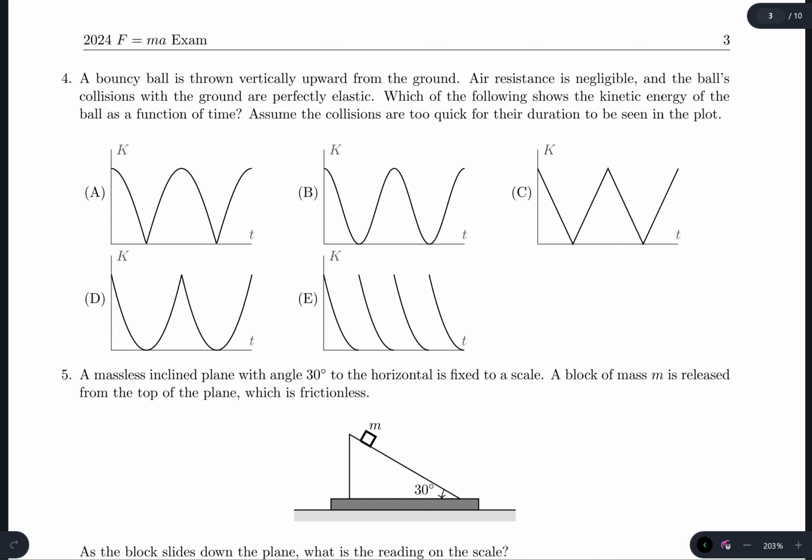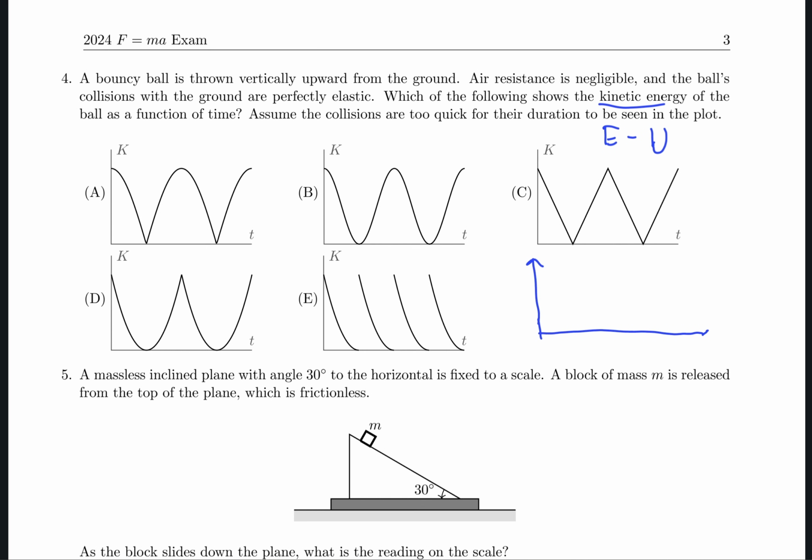A bouncy ball is being thrown vertically upward from the ground. Air resistance is negligible, and the ball's collisions are perfectly elastic, which shows kinetic energy, which is energy minus potential energy. I think potential energy is U. So let's start by drawing potential energy. Potential energy is just proportional to the height. Potential energy goes like this. It's just bouncing over time.